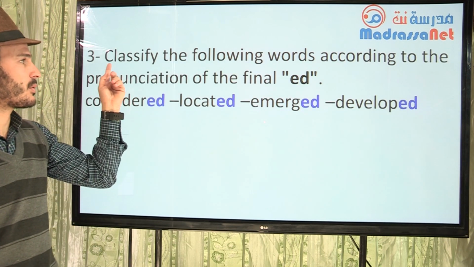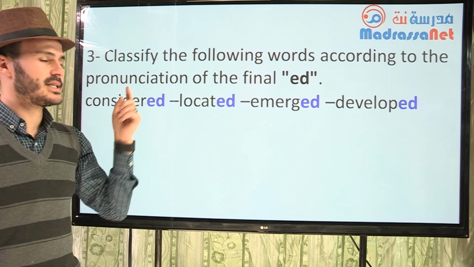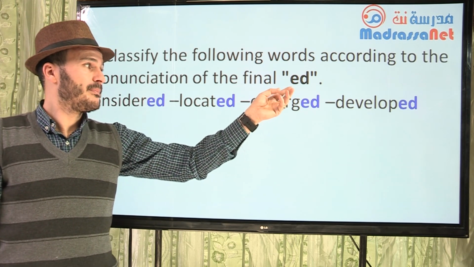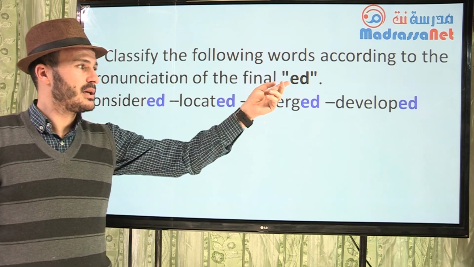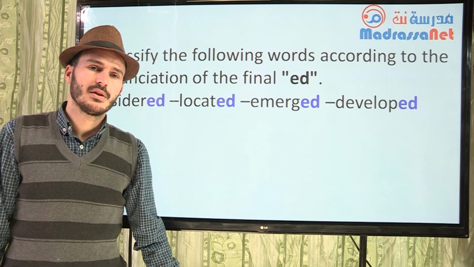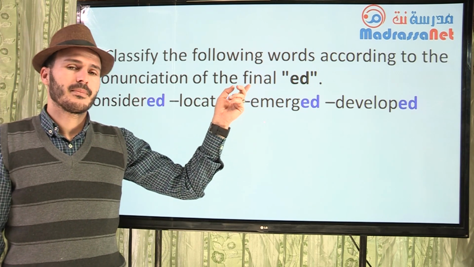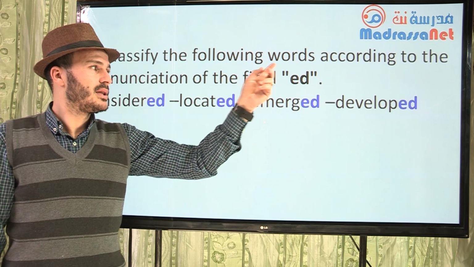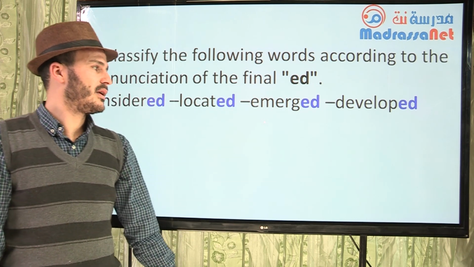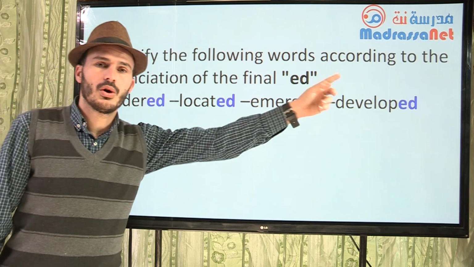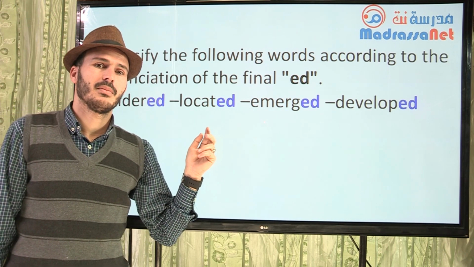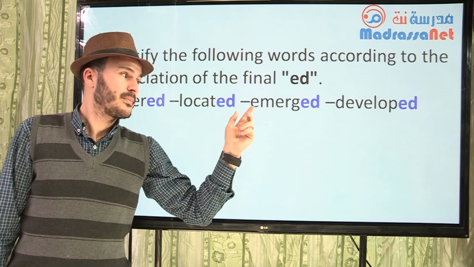Quickly. Activity 3. Classify the following words according to the pronunciation of final ed. We have already uploaded a video explaining the pronunciation of final ed. You find the link of this video in the description below this video. So we have words. Here are the words ending in ed, which are verbs conjugated into past simple.